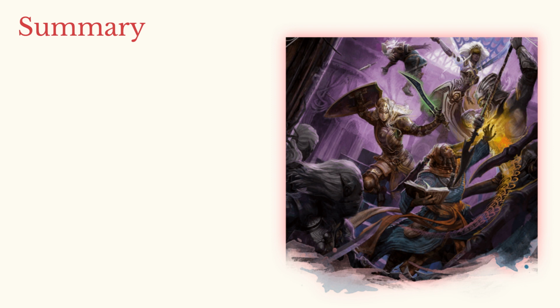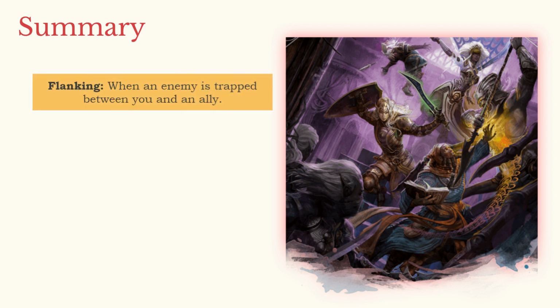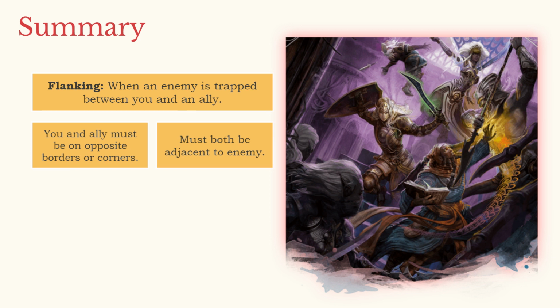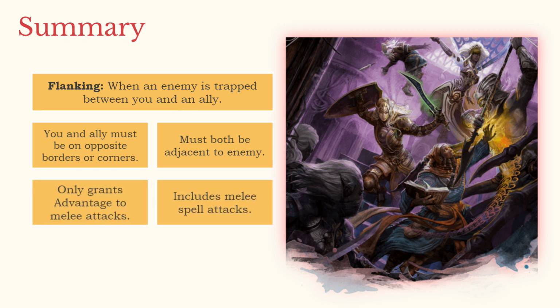Let's do a quick review. When you and an ally have an enemy trapped between you, you both may have flanking and receive advantage to your melee attacks. The keys to remember here are you must be on opposite borders or opposite corners of the enemy. You must both be adjacent to the enemy, even if you're armed with a reach weapon like a spear, and the flanking only grants advantage to melee attacks, which includes melee spell attacks, but not spells that do not specifically call for a melee spell attack roll. For example, any spell that damages an adjacent enemy but calls for them to make a dexterity saving throw instead of you rolling the melee spell attack roll.